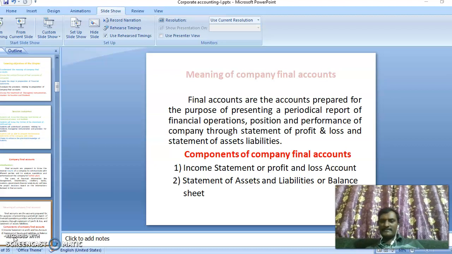Dear friends, there are two components of final accounts which are to be discussed in this session. One component of the company final accounts is the income statement, also called the profit and loss account, and another component is the statement of assets and liabilities, which is traditionally called the balance sheet.